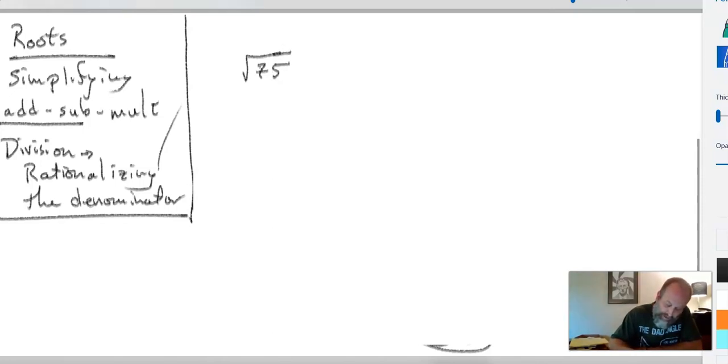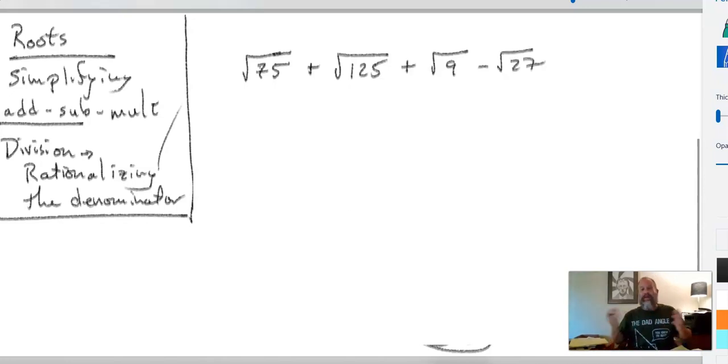Square root of 75 plus the square root of 125 plus square root of 9 plus, oh, let's make one of them minus. That sounds like more fun. Minus square root of 27. Okay, so let's say we're looking at this.